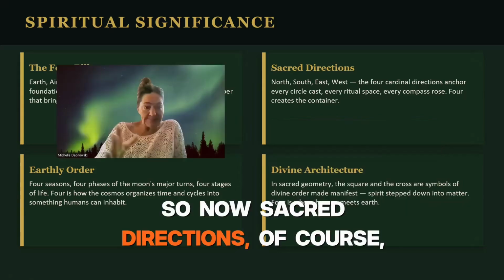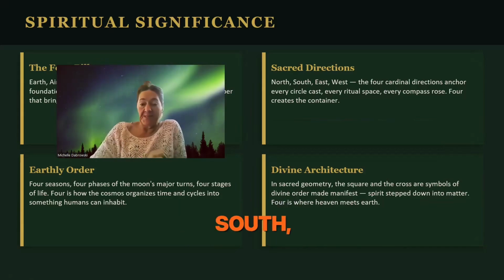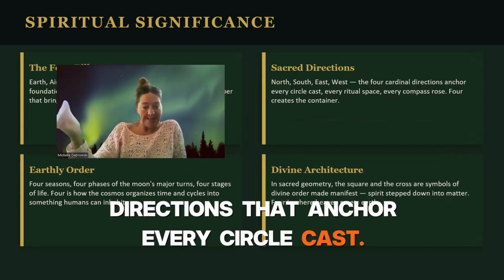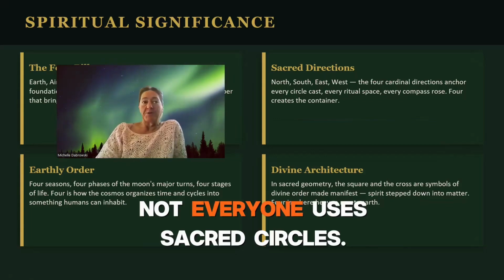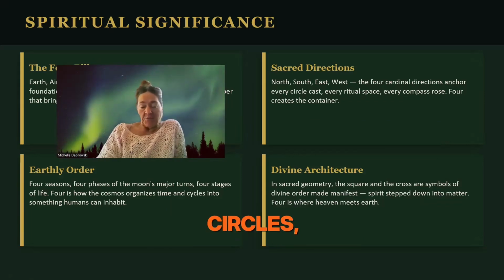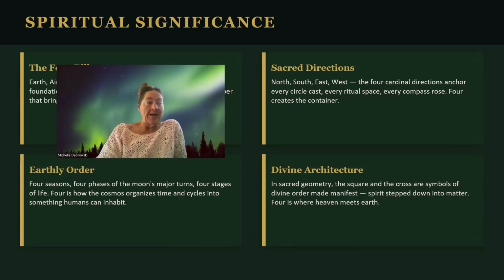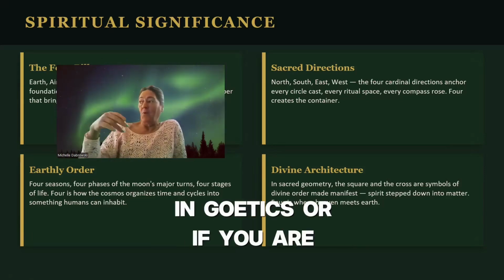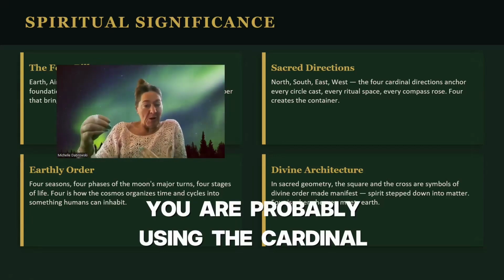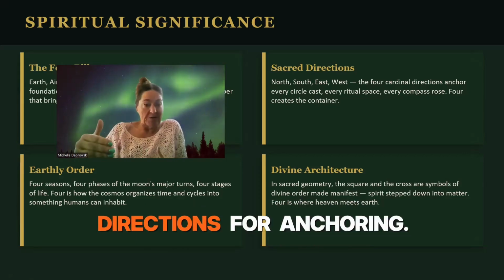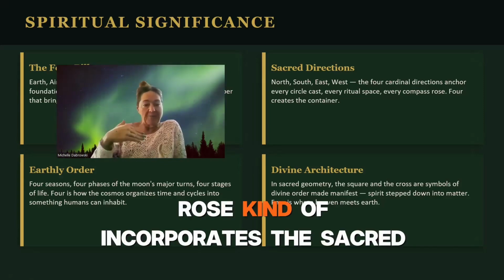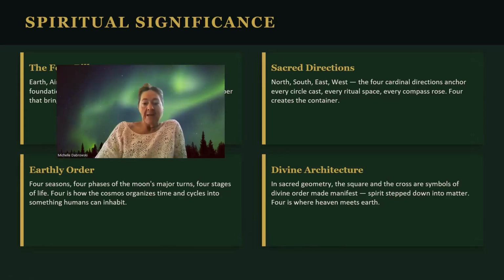So now sacred directions, of course, is part of this. So you have your north, south, east, and west. It is the four cardinal directions that anchor every circle cast. Now, not everyone uses sacred circles. However, even if you're not using sacred circles, north, south, east, and west. I don't care if you're calling in Goetics or if you are casting as a Norse pagan. You are probably using the cardinal directions for anchoring. So every ritual space, every compass rose kind of incorporates the sacred directions.